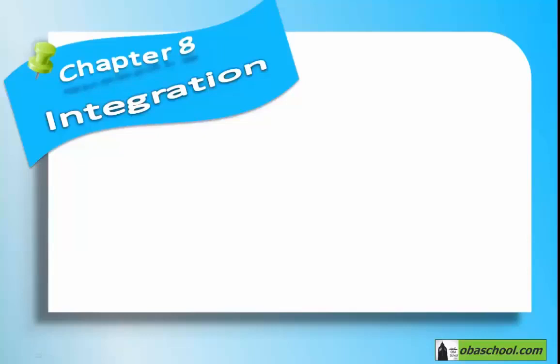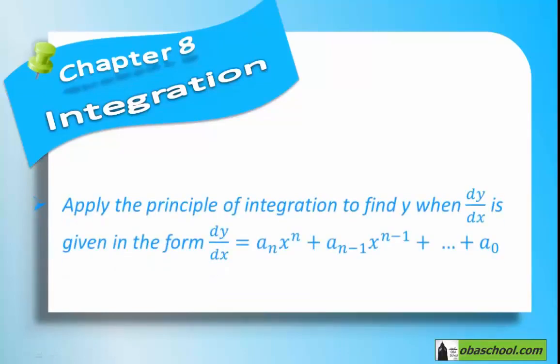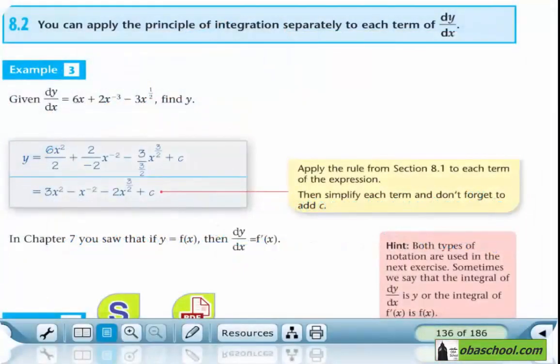Section 8.2, we are going to use the principles from section 8.1 in order to find y when dy by dx is given in the form of a_n multiplied by x to the power n plus a_(n-1) multiplied by x to the power n minus 1, plus so on until a_0. Then we are going to have a polynomial expression. It can be addition or subtraction in between the terms.